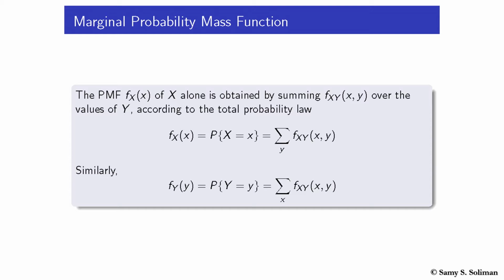Another definition that might arise when we consider jointly distributed random variables is what we call the marginal probability mass function, or the marginal distribution. The marginal distribution is the probability mass function or the distribution of one of the random variables alone. So if we want to calculate the probability mass function of random variable x alone, we need to consider the probability that random variable x takes any specific value small x.